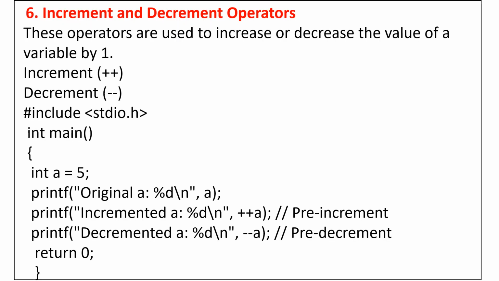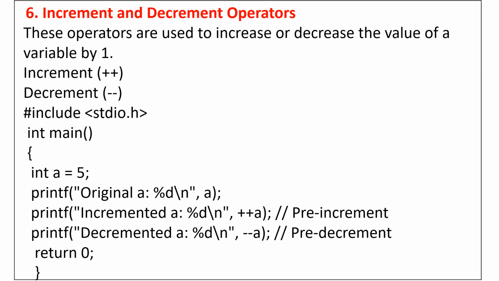Next come the increment and decrement operators. The increment and decrement operators are used to increase or decrease the value of the variable by 1. There are pre-increment and post-increment operators. In the same way, it is possible to do the pre-decrement and post-decrement operations. Here we can see this is the increment operator and this is the decrement operator.